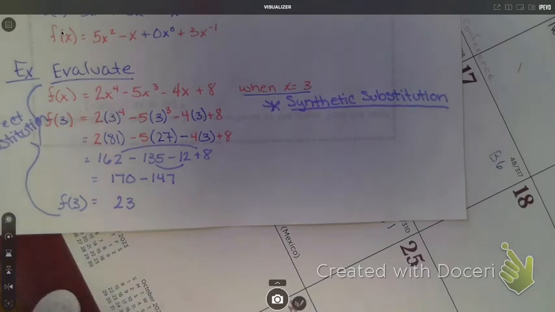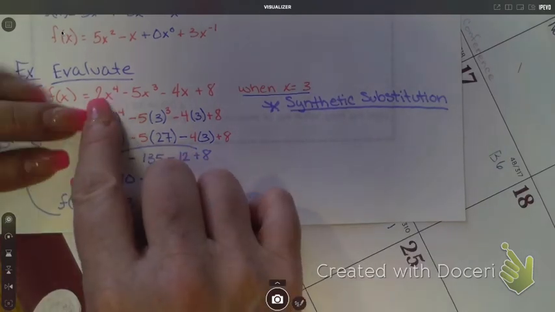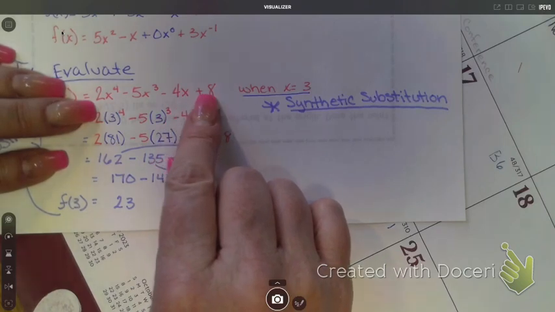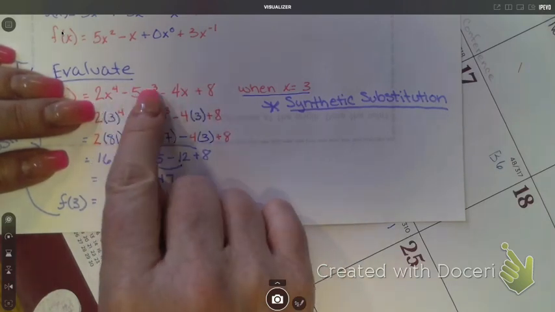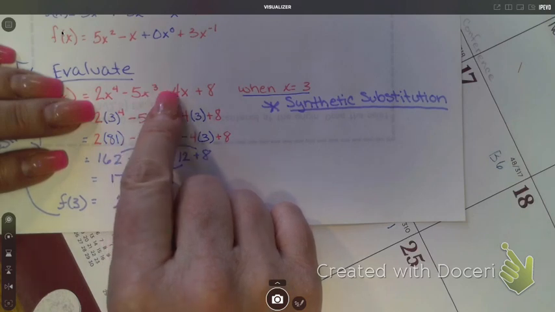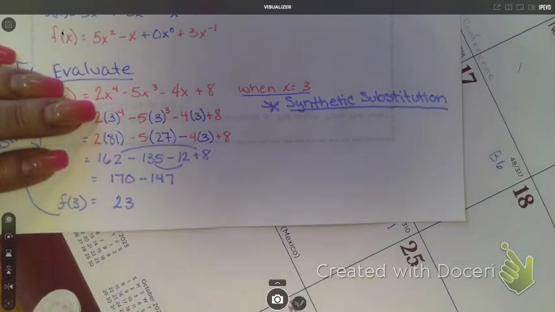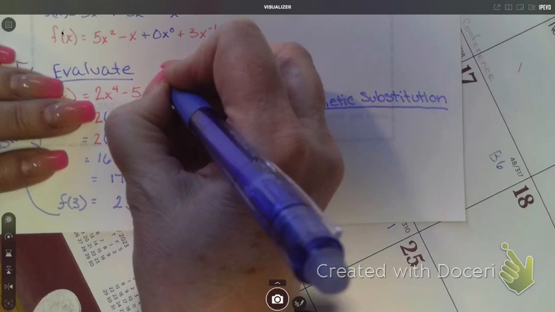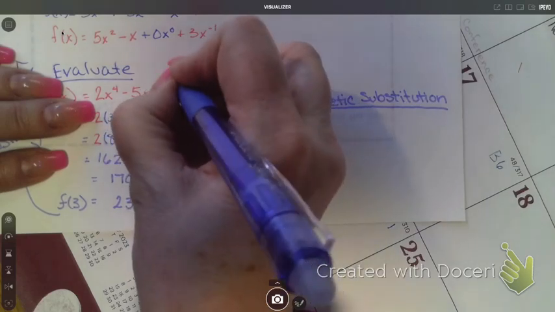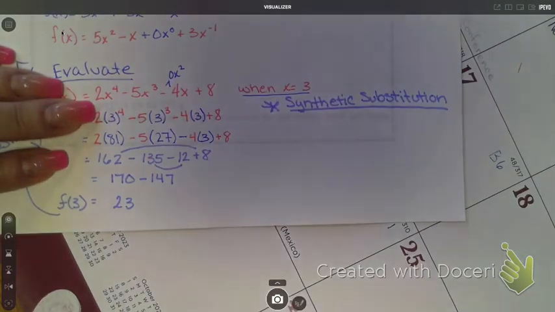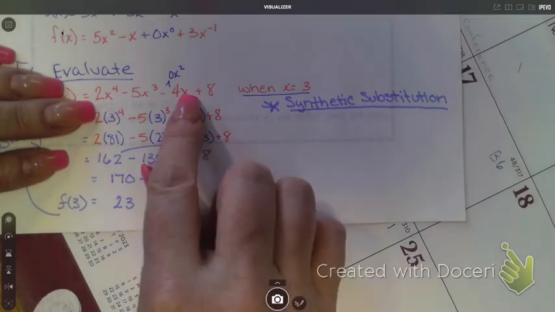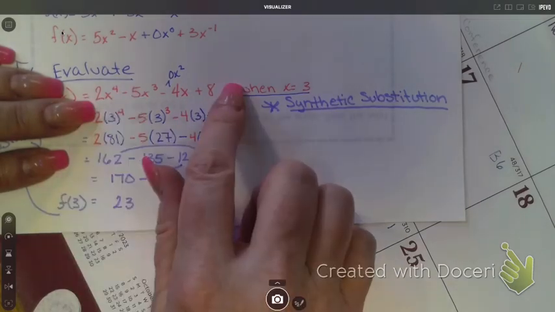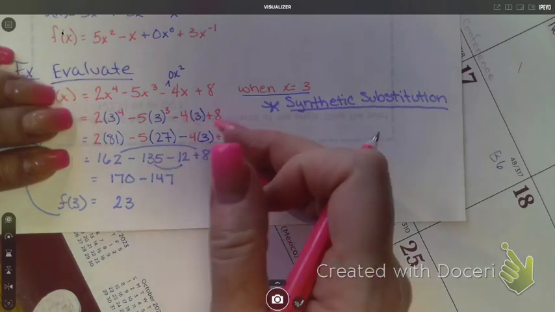So, first of all, the problem has to be in order. Is it in order? Yes. Okay, are there any gaps? 4, 3, what's missing? 2. So we're missing a 2. So right here we're going to have to put a 0x squared, aren't we? Yeah. Okay, then we got 1 and then we got 0. So we good there?